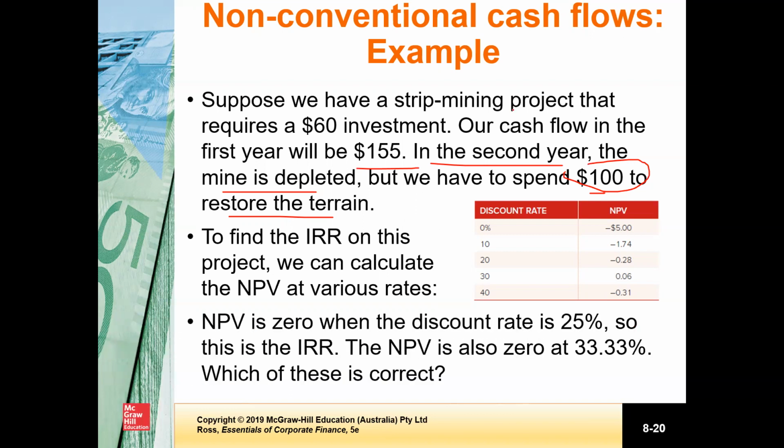You can see that in this case, NPV becomes 0 when the discount rate is 25%. So at a 25% rate, NPV becomes 0, which means that our IRR is 25%. However, NPV also is close to 0 when our discount rate is 33%, which means that this is another IRR. Now, which of these is correct?